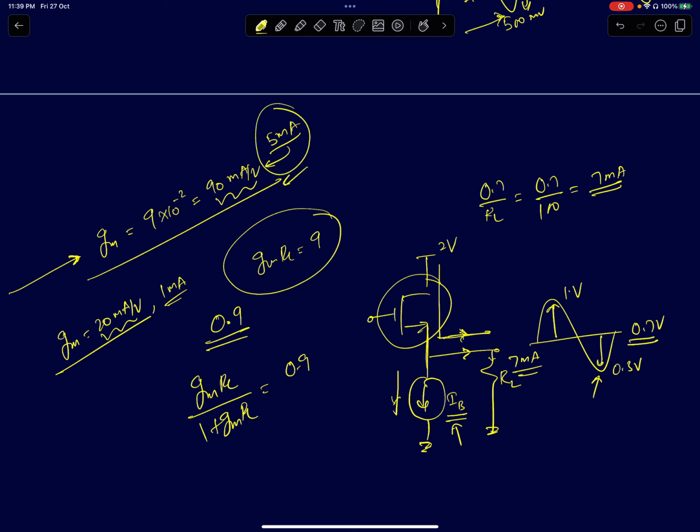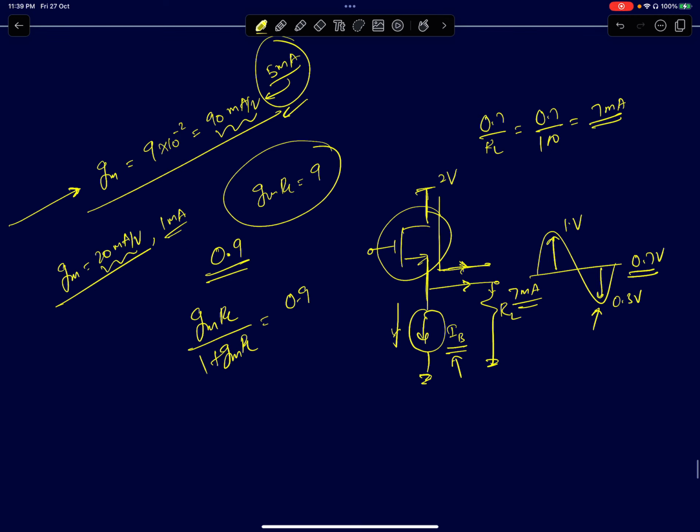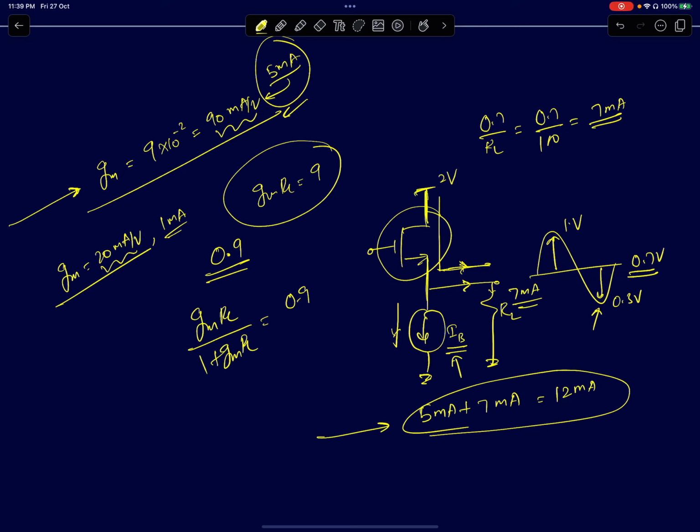So totally, the DC current that this last stage is carrying is approximately IB, which I'm assuming to be 5 milliamperes, plus 7 milliamperes, which is 12 milliamperes. Now remember, the current cannot exceed 12.5 milliamperes. That is the peak power dissipation. You cannot exceed this number. That's what was given to us.